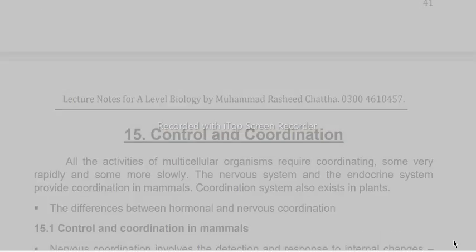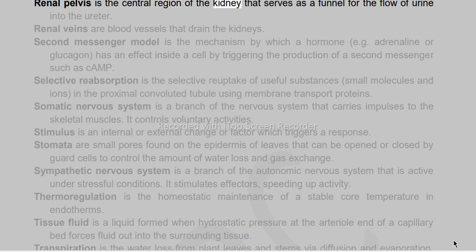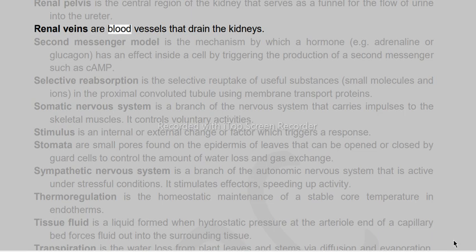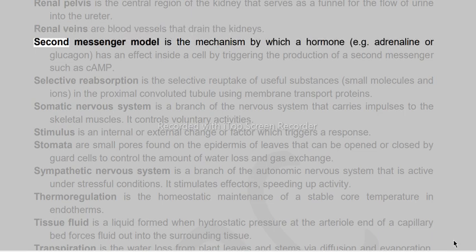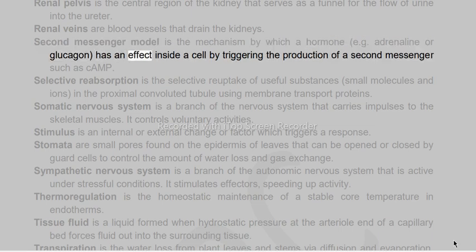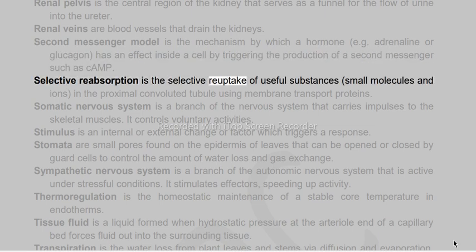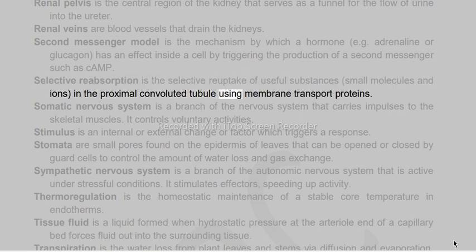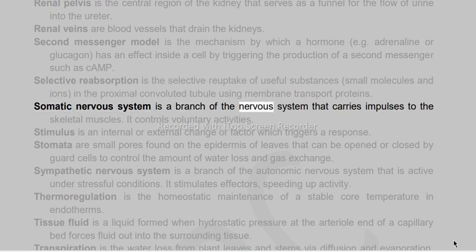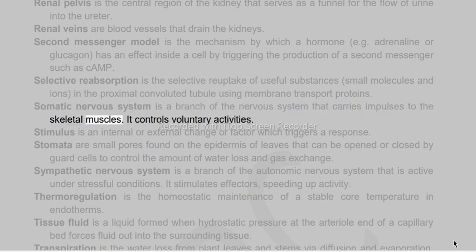Renal pelvis is the central region of the kidney that serves as a funnel for the flow of urine into the ureter. Renal veins are blood vessels that drain the kidneys. Second messenger model is the mechanism by which a hormone, e.g. adrenaline or glucagon, has an effect inside a cell by triggering the production of a second messenger such as cAMP. Selective reabsorption is the selective reuptake of useful substances, small molecules and ions, in the proximal convoluted tubule using membrane transport proteins.